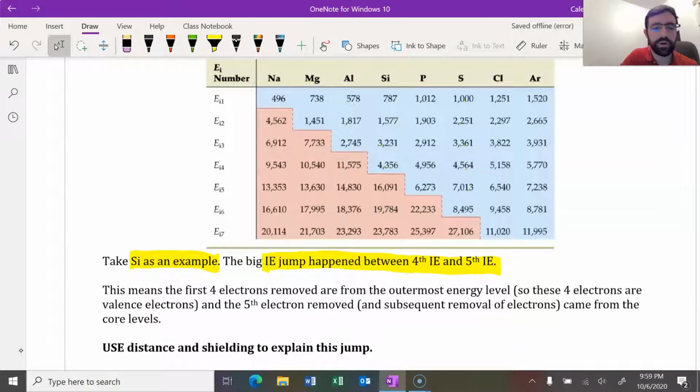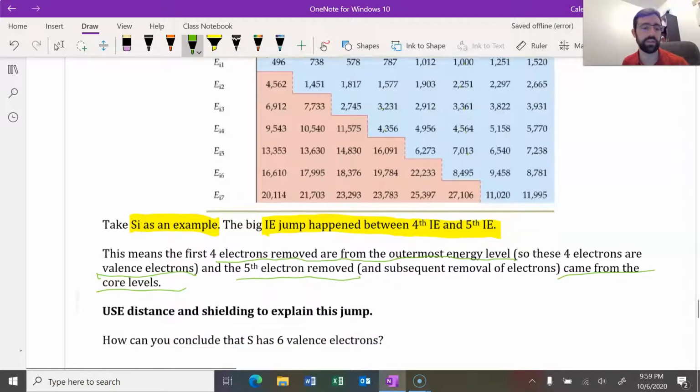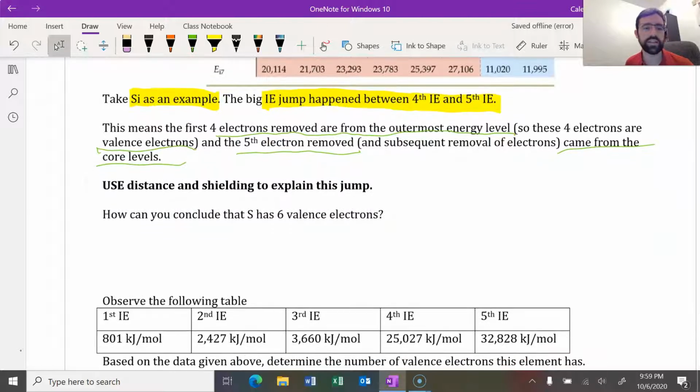This means the first 4 electrons removed are from the outermost energy level. They were valence electrons. And the 5th electron removed, and all of the ones after that, came from the core levels. They were the core electrons, the ones that were not in that outer energy level. They weren't valence. Let's use distance and shielding to explain the jump.